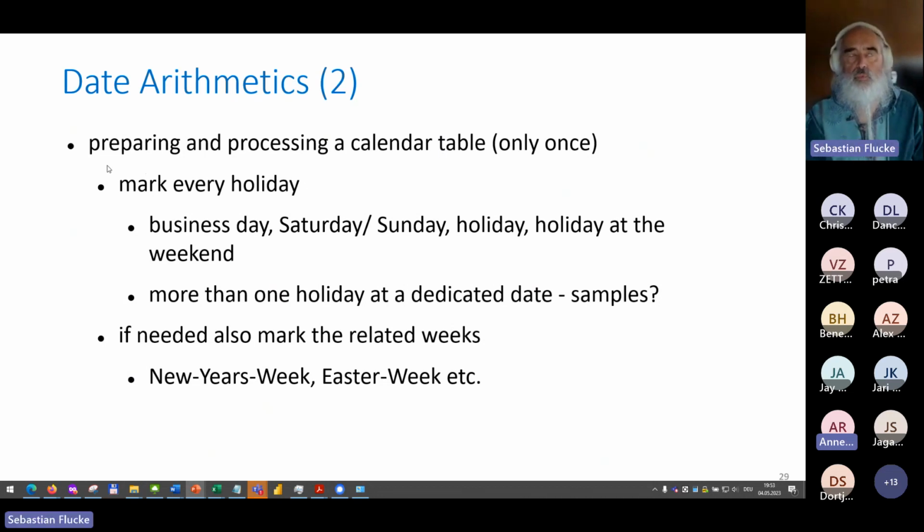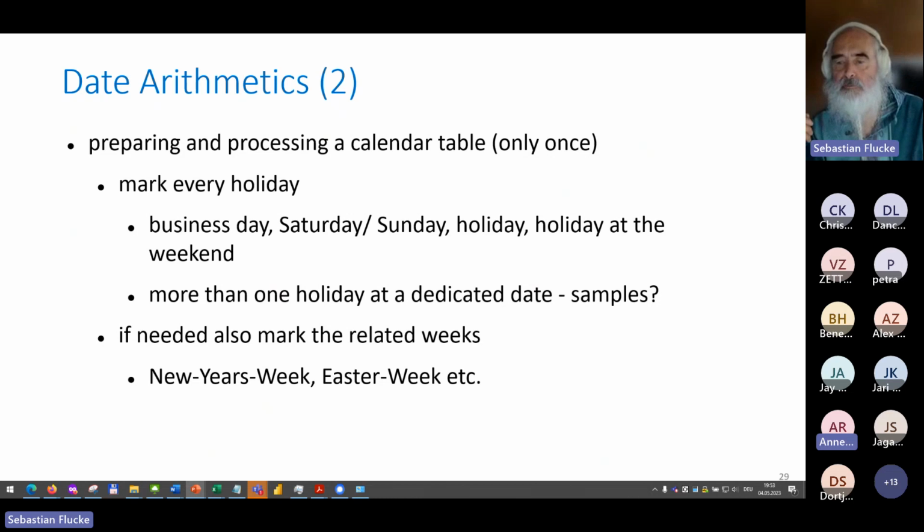So we use that kind of metadata to process a calendar table only once. Mark every holiday, every business day, holidays on weekends, and things like that. We have to deal with the special case that there is more than one holiday on a dedicated date.